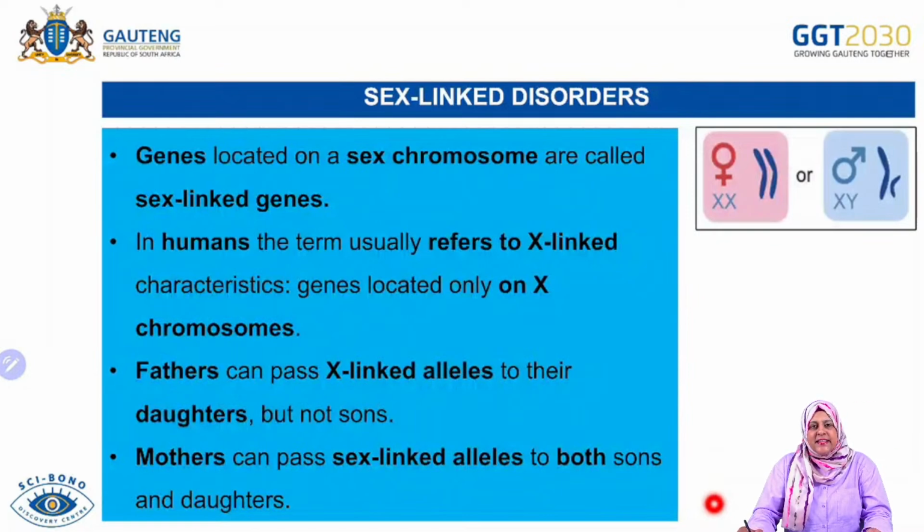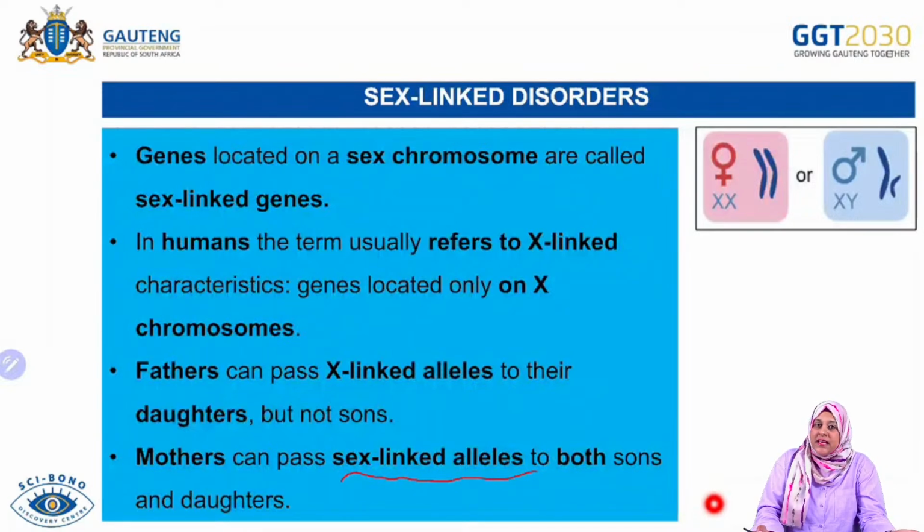Now let's look at sex-linked disorders. Any disorder that is found in the gonosomes is called a sex-linked disorder. And these genes are located on a sex chromosome. They are called sex-linked genes. In humans, the term usually refers to X-linked characteristics or genes located on the X chromosomes. Now, fathers easily pass on their X alleles to their daughters, because remember, a daughter is XX, and she gets one X from her mother, one X from her father. But mothers pass on their sex-linked alleles to both sons and daughters, because the son must get an X.